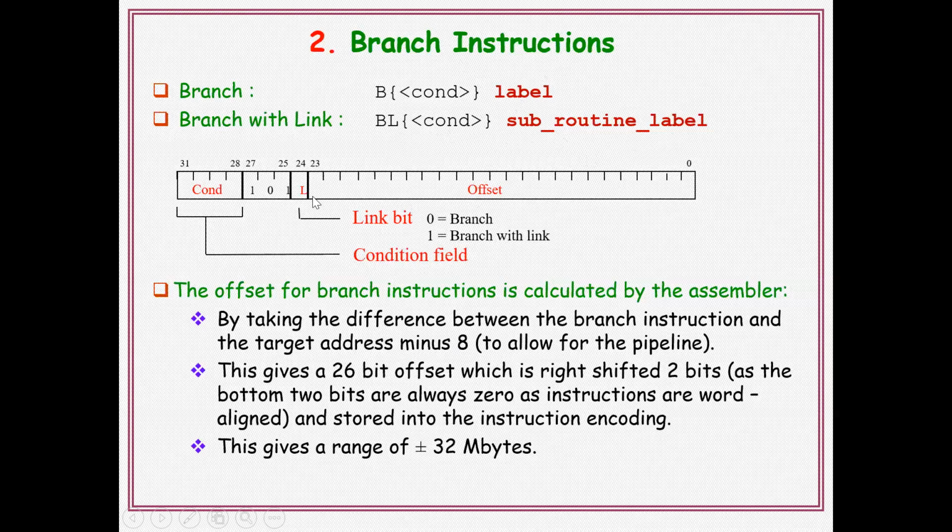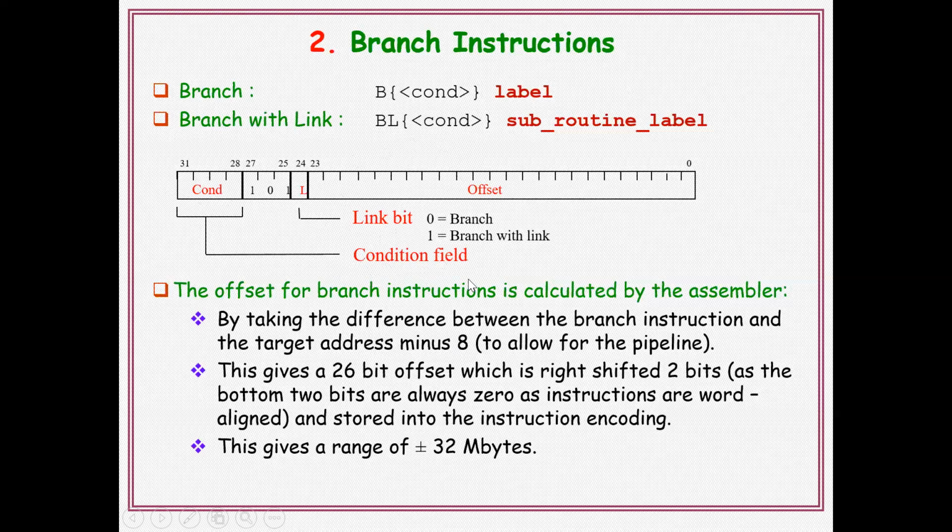The 24th bit is the link bit. 0 indicates a branch operation, 1 indicates a branch with link operation. We know that the remaining field, bits 28 to 31, specifies the condition field. Each and every instruction is a 32-bit instruction. In that 32 bits, the last bits from 28 to 31 are reserved for condition, and the 24th bit is reserved for the link bit.